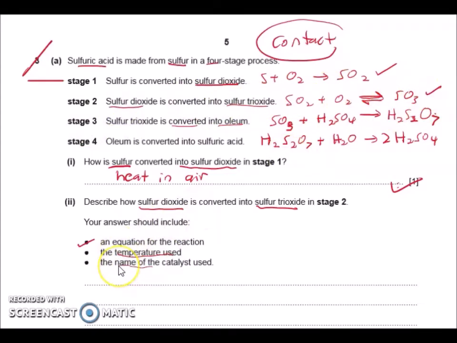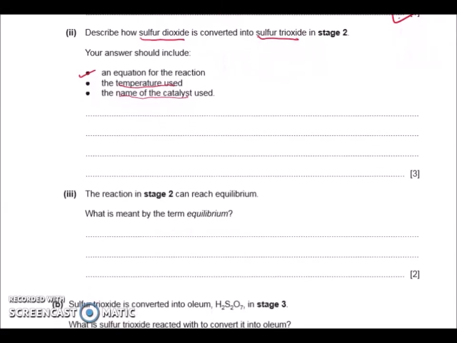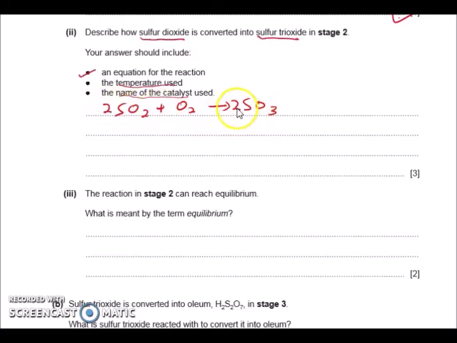Temperature used and name of this catalyst. Okay, I'm going to explain it over here. Let me scroll down. Okay, so here is sulfur dioxide plus oxygen. You will form sulfur trioxide, and then we balance this equation. You'll be getting here 2 and 2. So you got here total 4 oxygens plus 2, and here 6, so it's balanced.